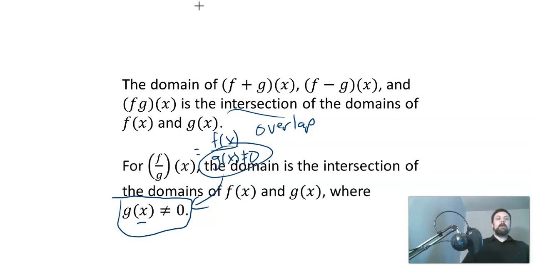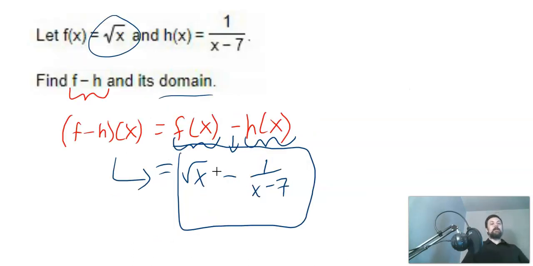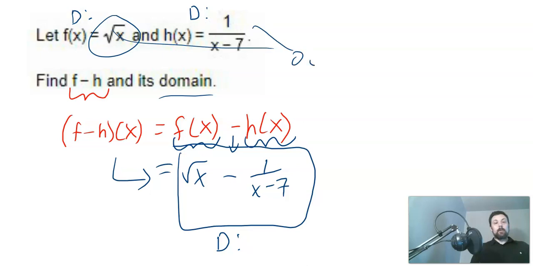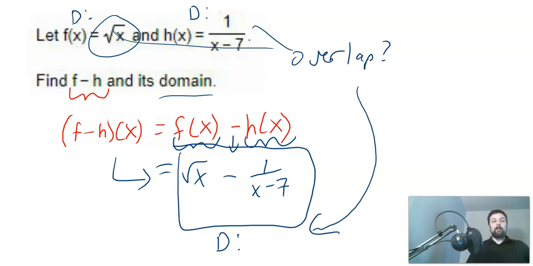All right, so let's go back to this one. What is the domain of this new function? So I want to find the domain here. To find that domain, I'm going to go back to my original functions, find the domains for these first, and then look for where these two overlap each other. So where do they overlap? That will be the domain of my new function. And here's how I go about determining that.